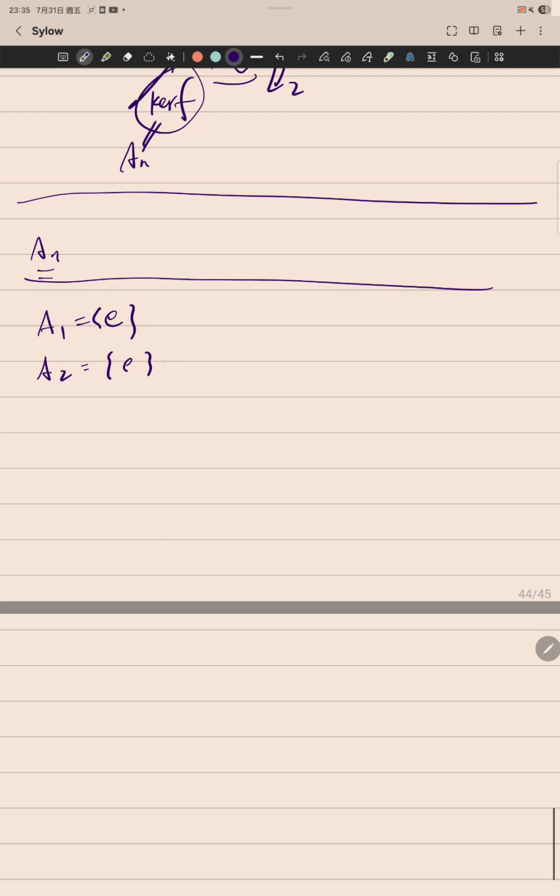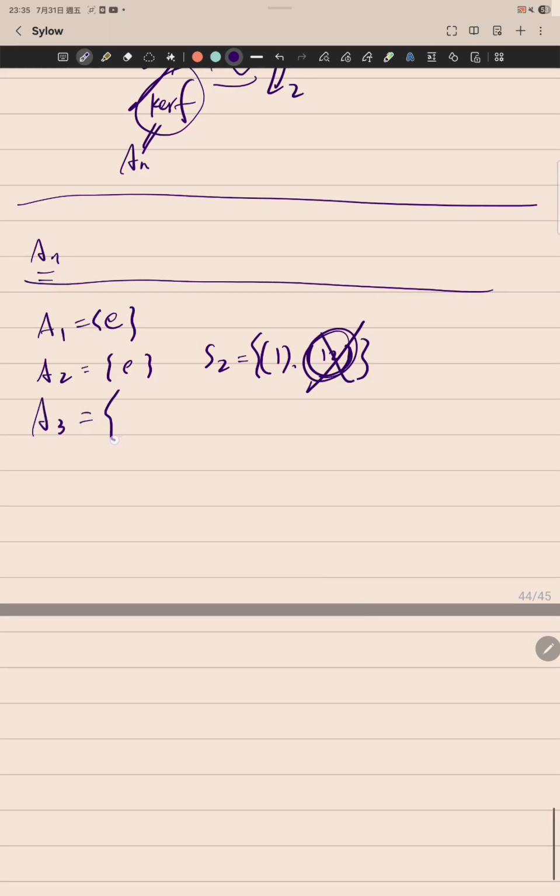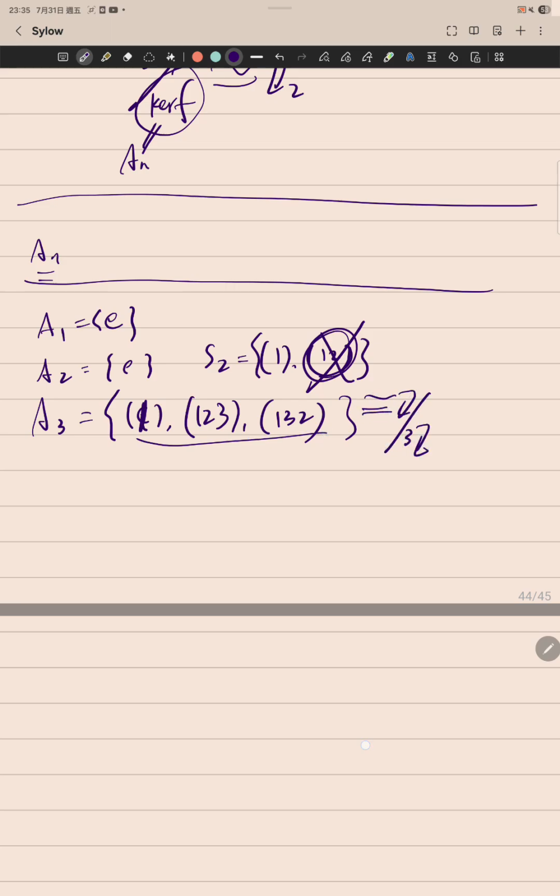Okay, so let's say A1 is trivial, and A2 is also trivial, because S2 contains the identity and (1 2), but this is an odd permutation, so we don't have it. And we can consider A3, which is the identity, (1 2 3), and (1 3 2), because each can be written as two transpositions. So it has 3 elements, and it's isomorphic to Z mod 3Z.